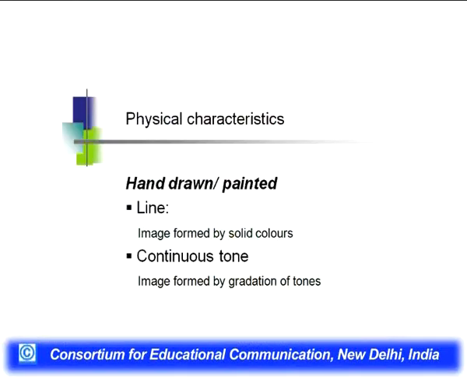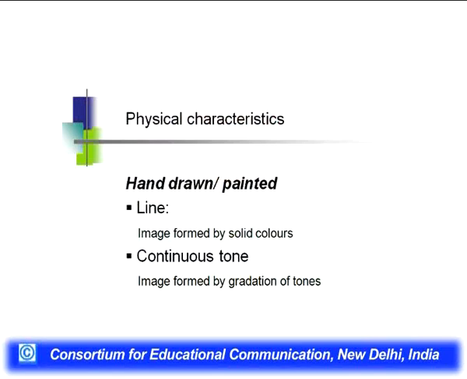Now the various physical characteristics of visuals. Again I am telling you, there are hundreds of physical characteristics available, but broadly we can identify these images for the purpose of our day-to-day use in print communication, such as the line image. What is a line image?